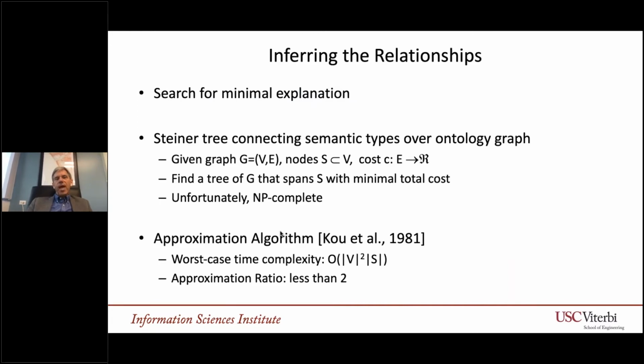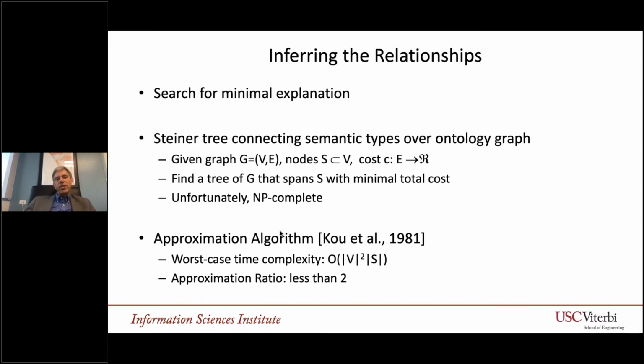After we construct this graph, we have to actually decide what the most likely relationship is. We do that by searching for a minimal explanation. The graphs have weights, so now all I have to do is extract from this graph the minimum weight graph that describes the links between all of these columns. There's an assumption here that all of the columns are actually linked together, but that's typically true. They're not usually in the same table if they're not related. We use what's called a Steiner tree, which is a particular type of algorithm for connecting these semantic types over this ontology graph. You essentially find the graph that spans the entire set of nodes, those yellow nodes, with the total minimum cost.